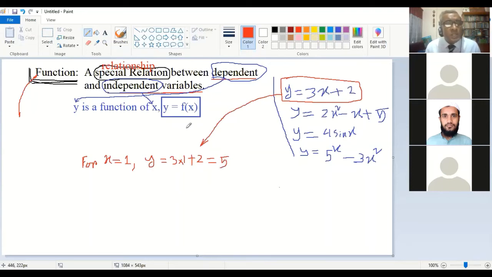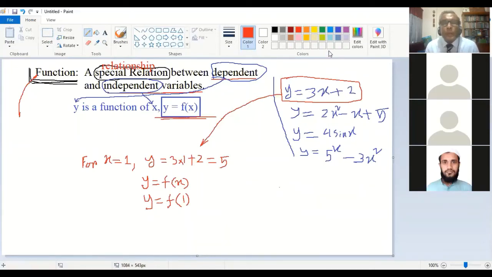So in this case, if you write y equal to f(x), then this one is y equal to f of 1. Y equal to f of x means y equal to f of 1, because I am putting the x value as 1. Isn't it? Is that okay? Up to this, it's all right?